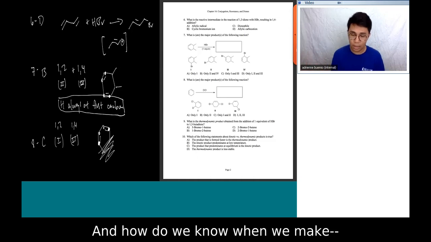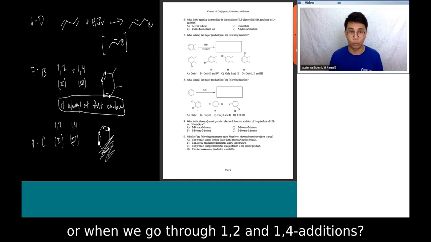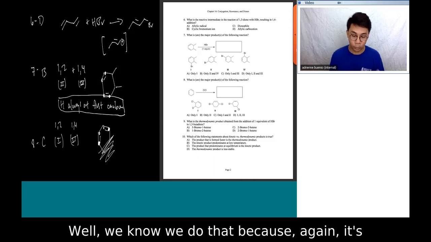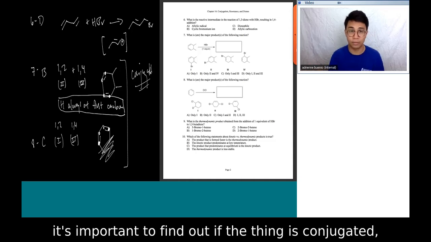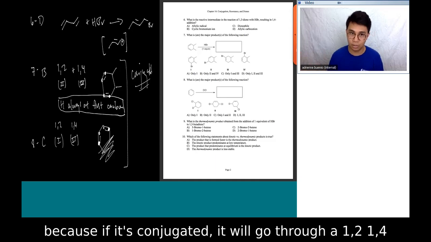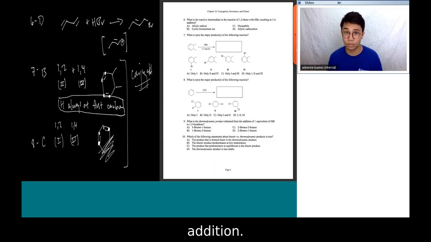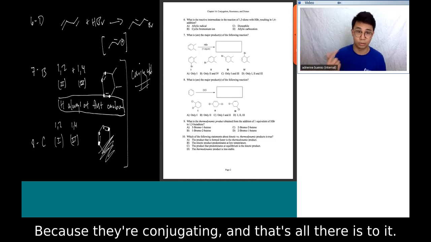And how do we know when we go through 1,2 and 1,4 addition? Well, we know we do that because this is conjugated, right? So it's important to find out if the thing is conjugated, because if it's conjugated, you'll go through a 1,2, 1,4 addition, right? Because they're conjugated, and that's all there is to it.